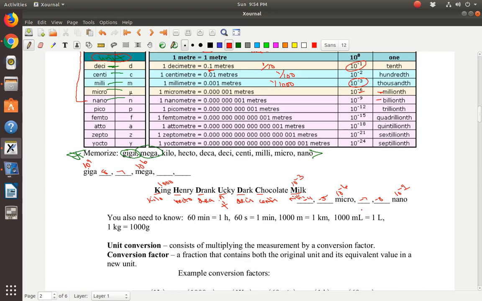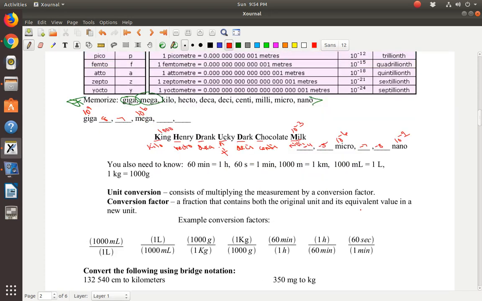We are going to use unit conversions, but you can use the place movement of the decimals as kind of a check. Okay? Now, you will also need to know these things. 60 minutes is an hour. 60 seconds is a minute. 1,000 meters is a kilometer. 1,000 milliliters is a liter.